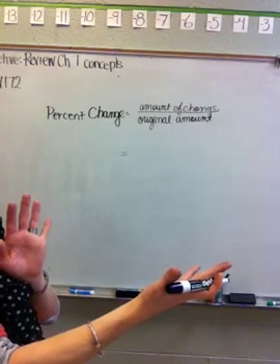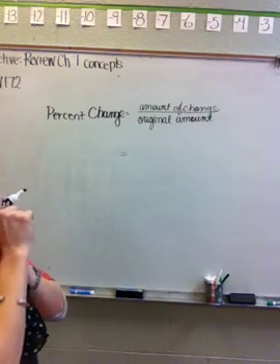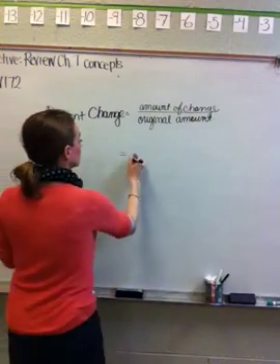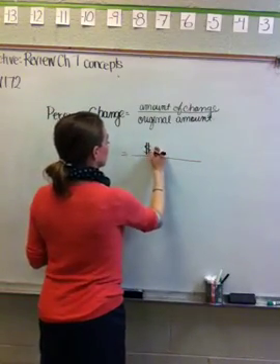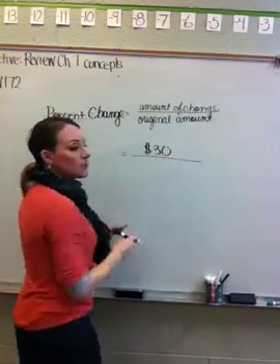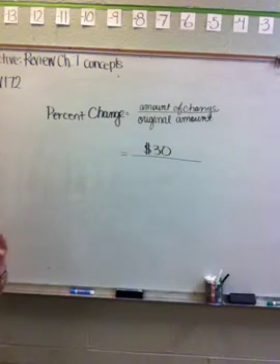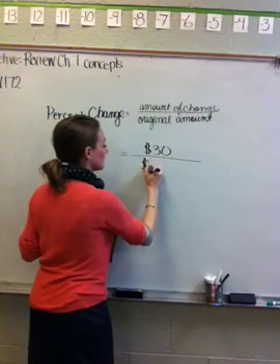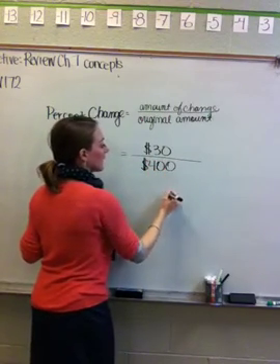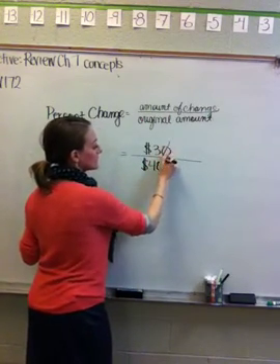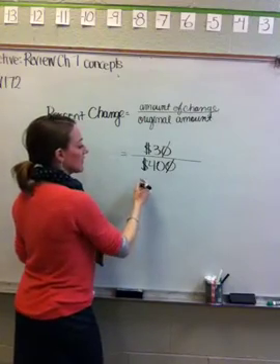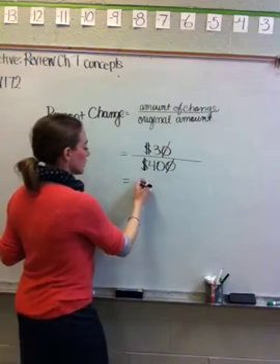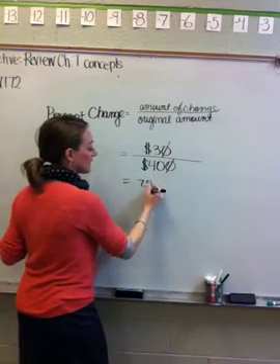Does that make sense? Okay, so what is my amount of change, Chris? $30. So I have $30. What's my original amount? How much did he make before? 400. Okay. I can cancel a zero. I have 3 divided by 40. What's that percent? 7.5.